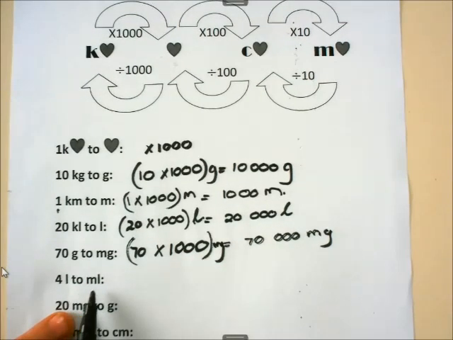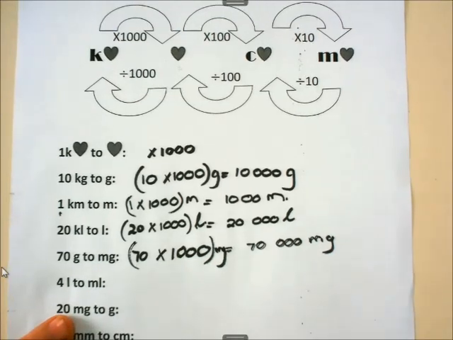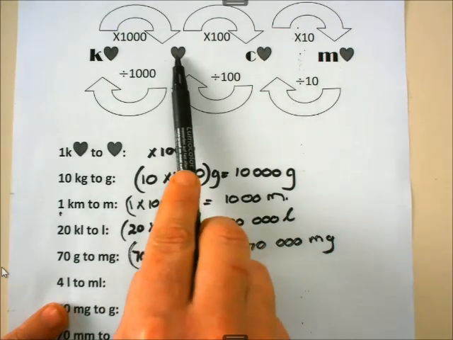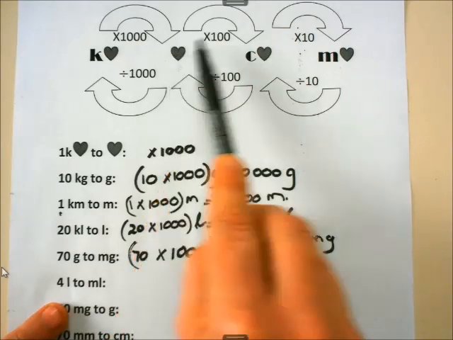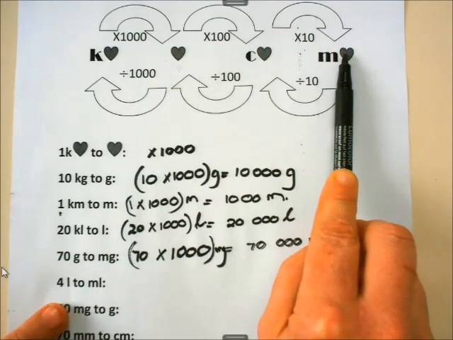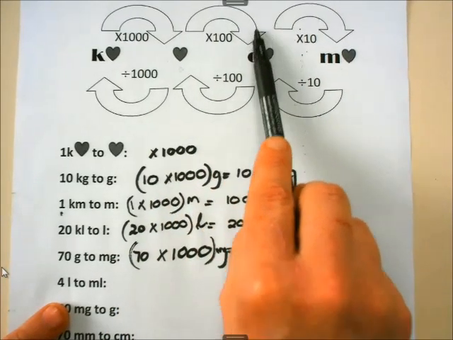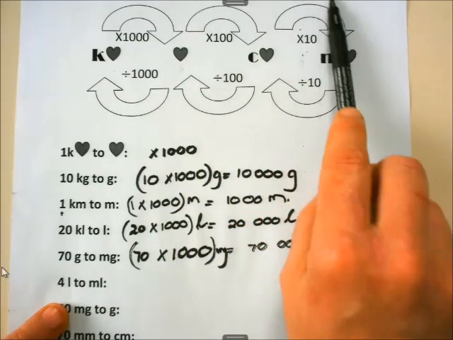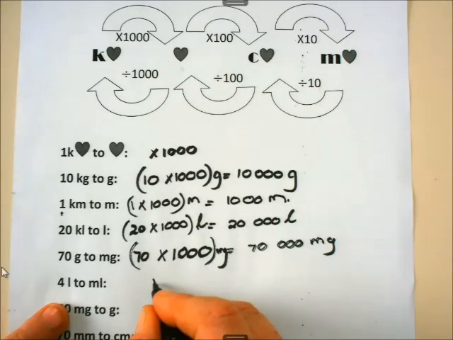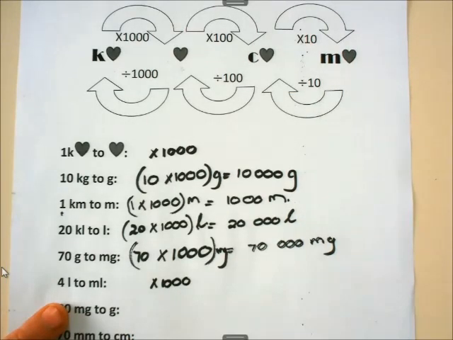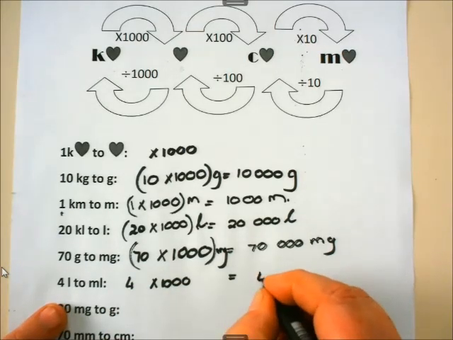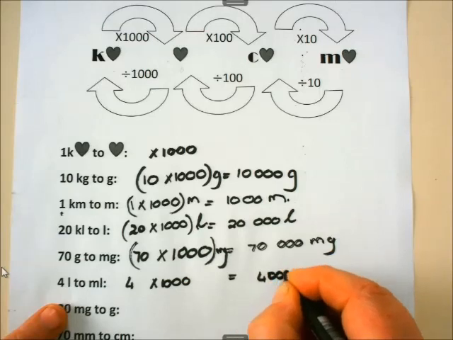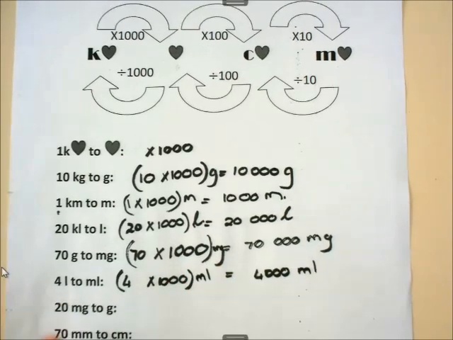4 liter to milliliter. Okay, I've got 4 liter. Liter is my base unit. I'm going from liter to milliliter. What must I do? Again, I'm moving over 2 spaces. So I'm going to multiply with 100 and another 10. So it's the same as multiplying with 1,000. It's my 4 liter that I want to take. So I get 4 times 1,000, which gives me 4,000 milliliter.